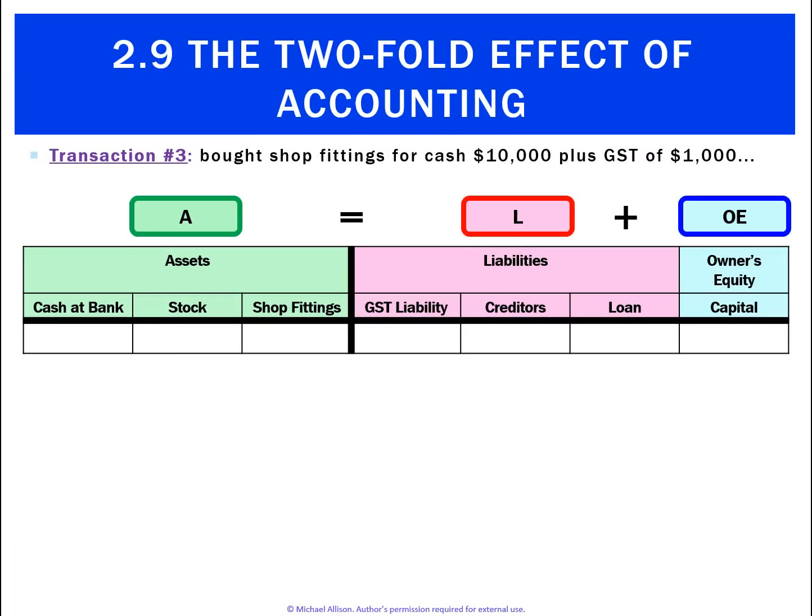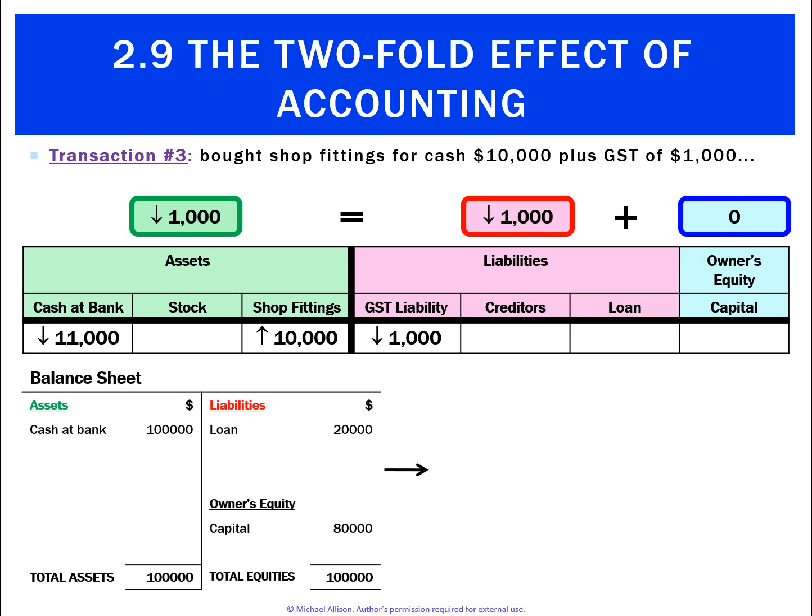The next transaction, the firm bought shop fittings for cash, $10,000 plus GST of 1,000. Business has a new asset called shop fittings of 10,000, so that increases. We've paid GST, so we learned during the GST units that we will decrease our liability by 1,000. The other impact here is that the firm now has $11,000 less cash. Looking at the accounting equation, we've got one asset going down 11 but up 10, so that's a balance of negative 1,000. Liabilities will be negative 1,000 and no impact on owner's equity.